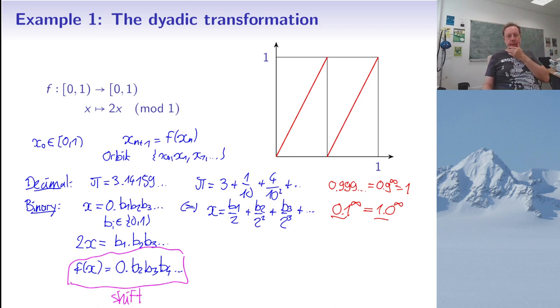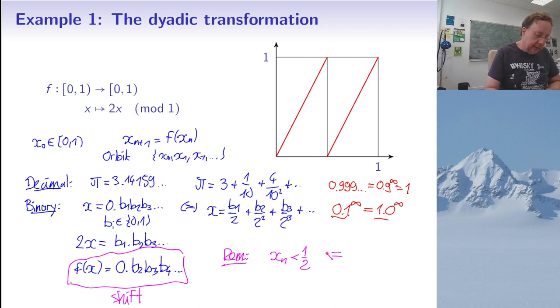So that is what we call a shift. So it means that in binary notations, my map will just shift all digits, binary digits, to the left, and you discard the first digit after the decimal point or the binary point. And one important remark here is that xn will be smaller than 1/2 if and only if the first digit of xn is equal to 0, and that is the same as saying that bn plus 1 is equal to 0.